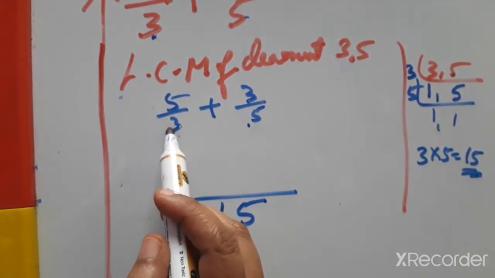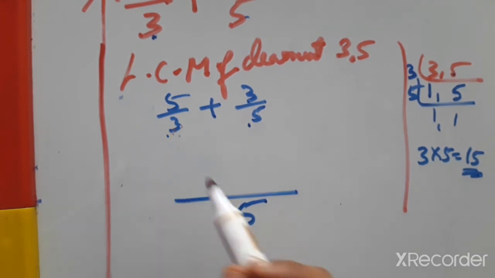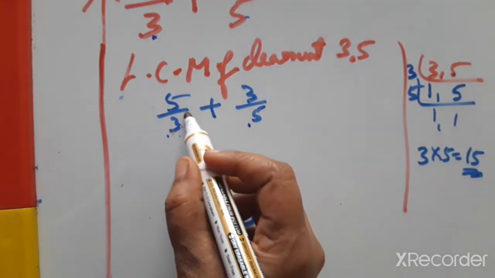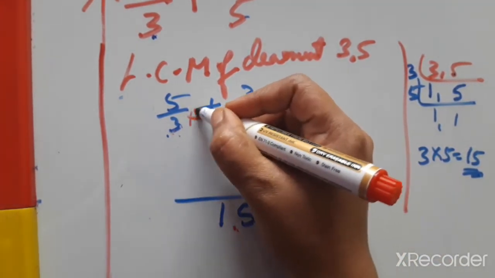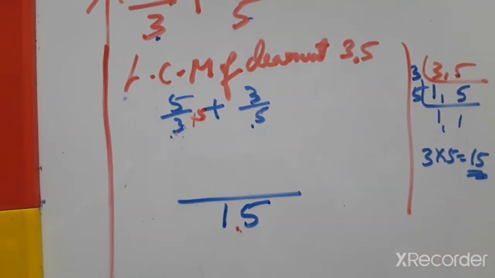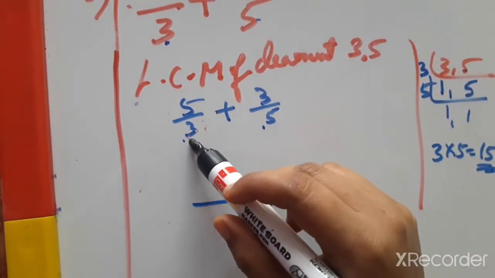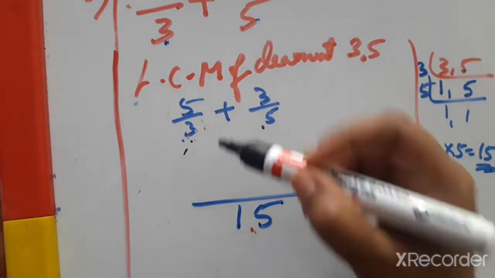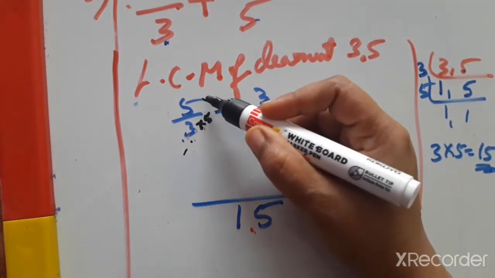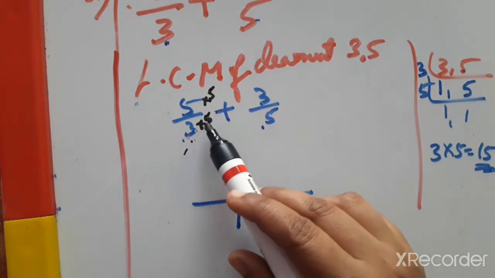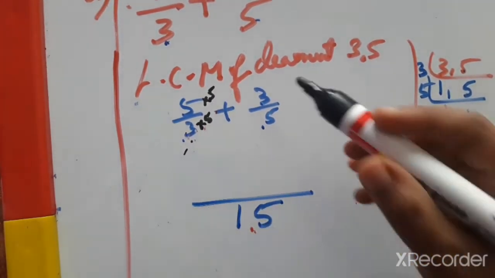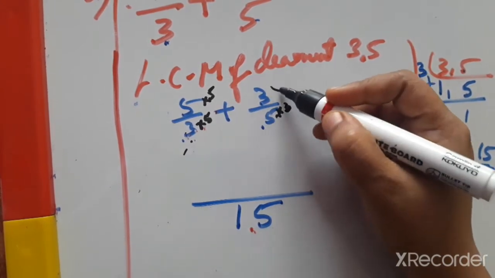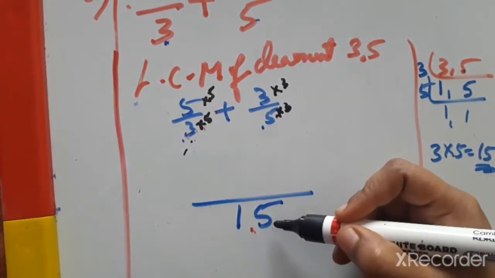We have to check the tables. 3 how much is 15? 3 5s are 15. The same number we have to multiply on the numerator. Now, 5 how much is 15? 5 3s are 15. The same number 3 we have to multiply on the numerator.